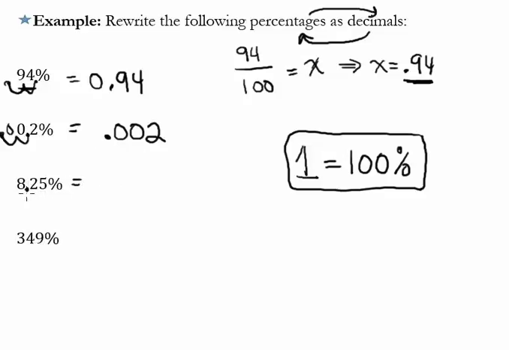8.25%, same principle. Move it over twice. Add a 0. This is equal to 0.0825. 349%, where there's that decimal point. Okay, it's right at the end of the 9. Gonna move it over once, twice.